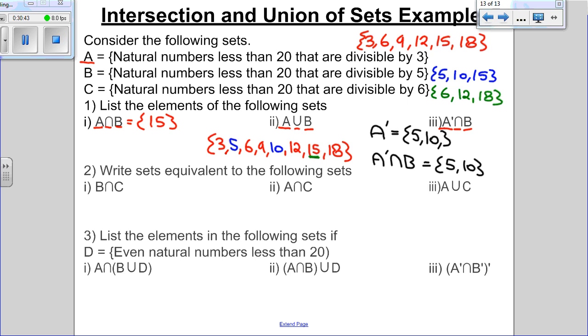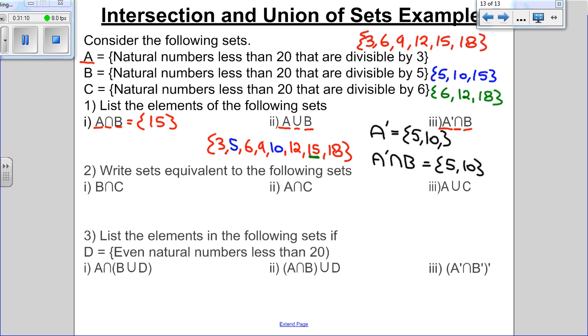If there were ever a question where there was no answer, would you just leave it blank? Yeah, so if it was like, what is in set A and B and C? Nothing is in all three of these, so that would be when you use your empty set symbol. It'd be an empty set.